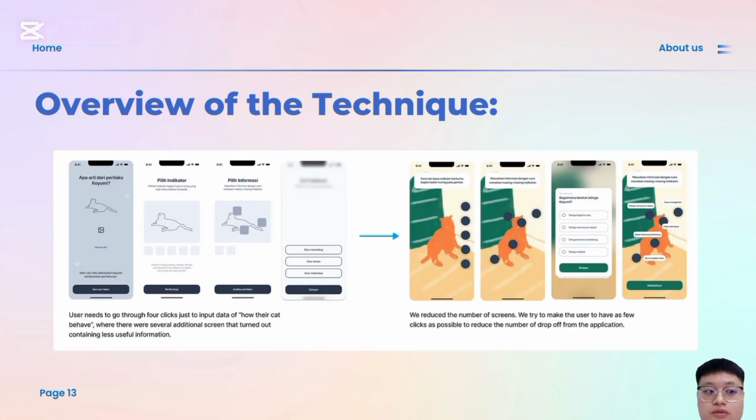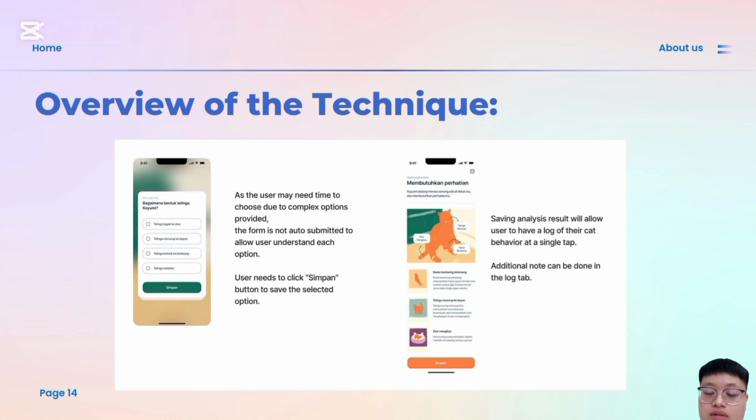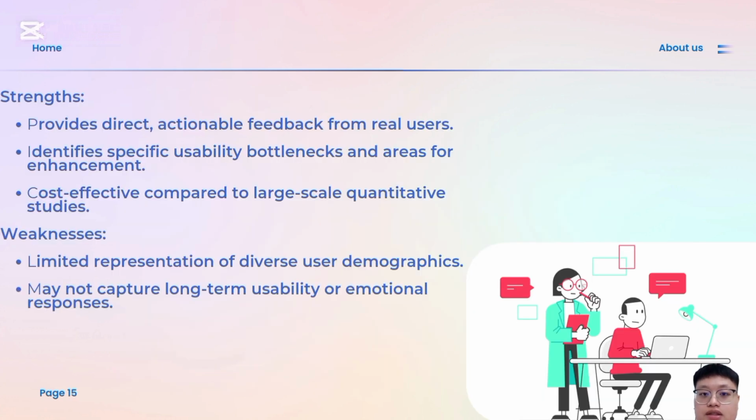In the following two slides, you can clearly see the revision that was done due to the feedback from the user in terms of user flow, from the mid-fidelity wireframe to the usability testing from the website case study. As you can see, usability testing includes strengths and weaknesses too.